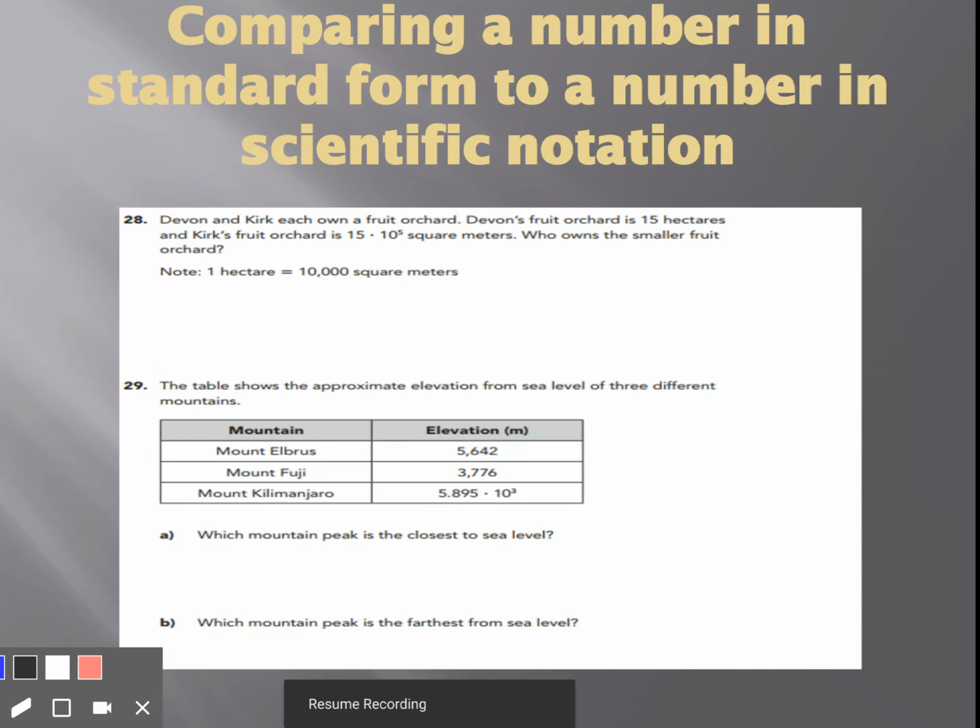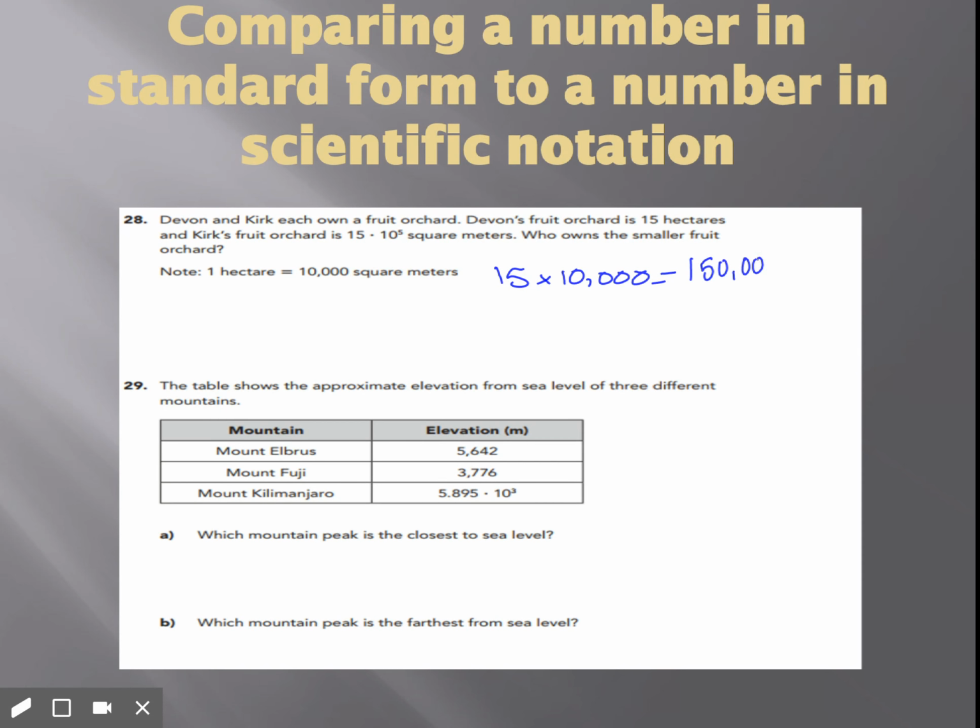So let's do the last two examples here. Devin and Kirk each own a fruit orchard. Devin's fruit orchard is 15 hectares, and Kirk's fruit orchard is 15 times 10⁵ square meters. Who owns the smaller fruit orchard? So 1 hectare equals 10,000 square meters. So that means I need to translate that 15 times 10,000 to figure out how many square meters I have. So that would be 150,000 square meters. A little extra work for that one.